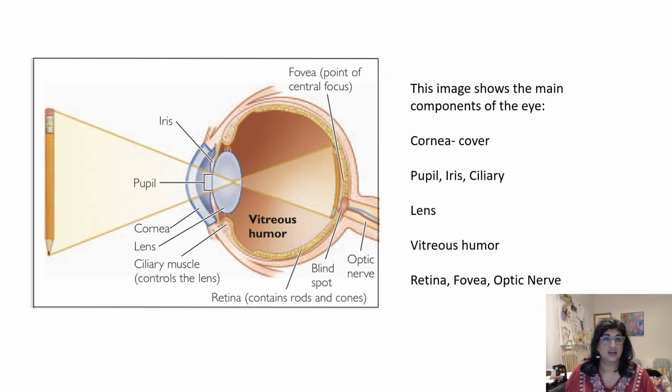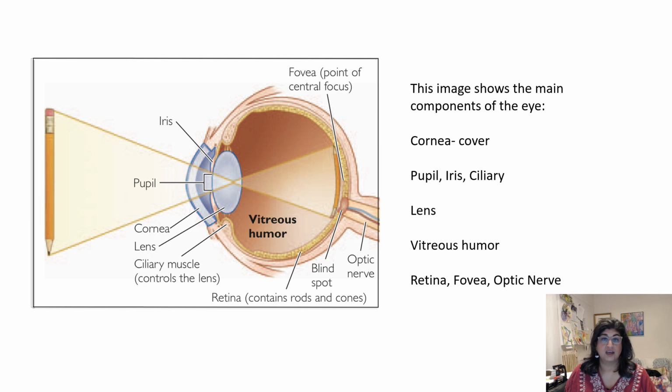So the cornea is the outer cover of the eye that is clear. This holds the shape of the eye. And our pupil is an open space in our eye that lets the light come in. The iris is the coloring of the eye, which controls the amount of light we let in. The lens focuses the image, and the way the light bends, the image shows upside down on our retina.